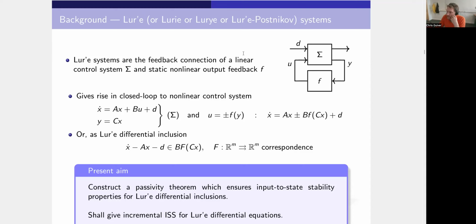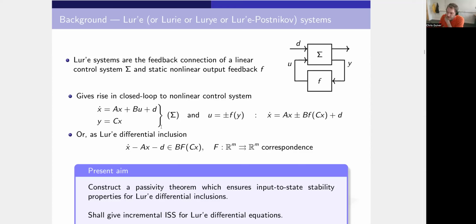They're the feedback connection of a linear control system, here sigma, and a static nonlinear output feedback F, shown in feedback arrangement. So I'm obviously interested in forced systems, so I have a disturbance or forcing term d. u is my control input, and this is a nonlinear function of the output. There's always a sign convention to make, and different communities make different sign conventions. I'll keep it general for now.